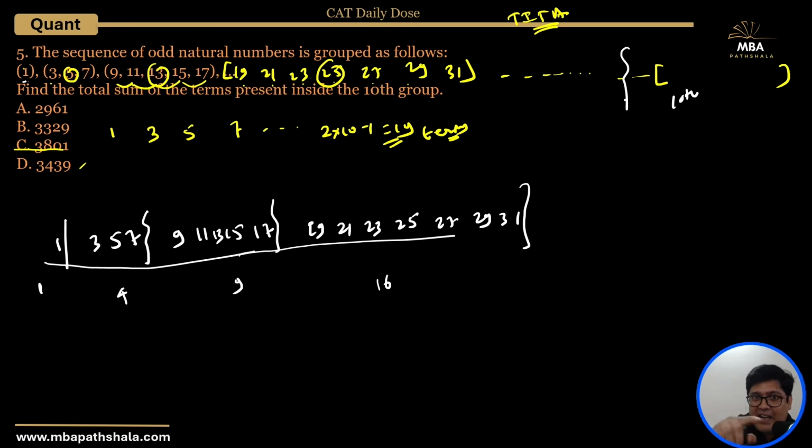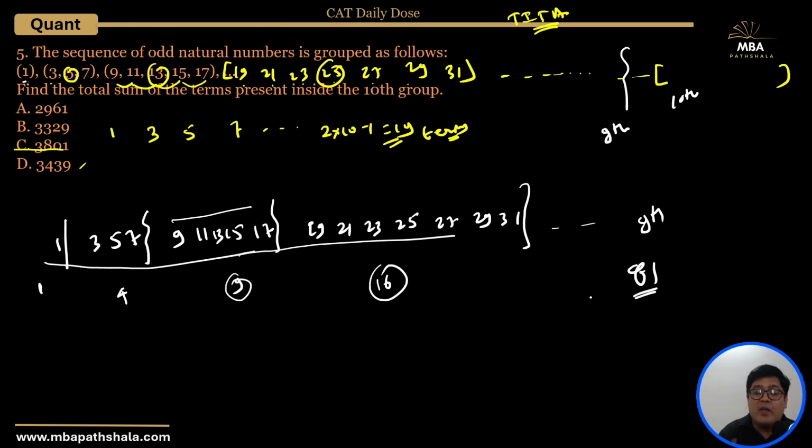You have finished the ninth bracket. How many terms have you crossed? See, when you cross the fourth bracket, you're crossing 4 square terms. When you cross the third bracket, you're crossing 3 square terms. So when you cross the ninth bracket, you have crossed 81 terms. You have crossed 81 odd numbers.